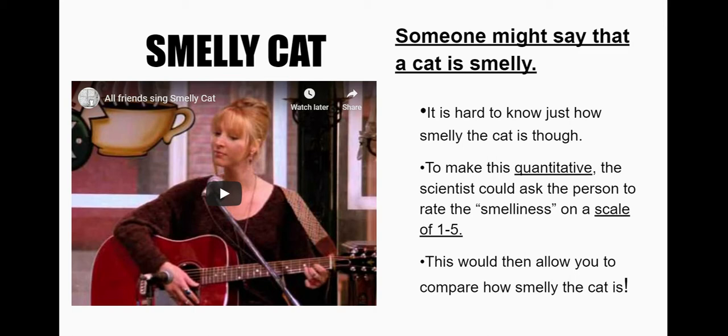So maybe that cat is a 4 out of 5 on the smelliness scale. Well, okay, my cat then would be, or Phoebe's cat would be smellier than the cat on the street. I know that because I use the smelliness scale, as opposed to just saying, well, both cats are smelly, so they must be equal smelliness. I know this is kind of a funny example, but yeah, that's how we do science. You know, it doesn't have to be super serious all the time. It can be something as funny as this.